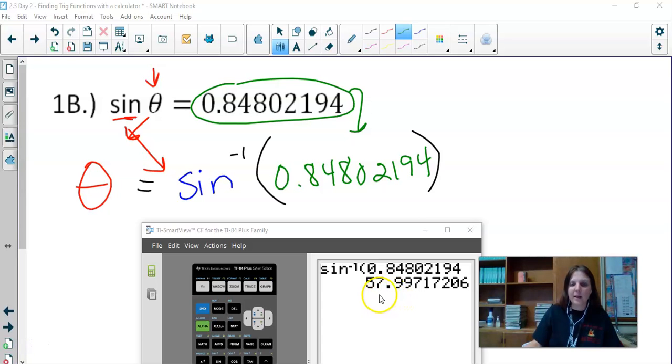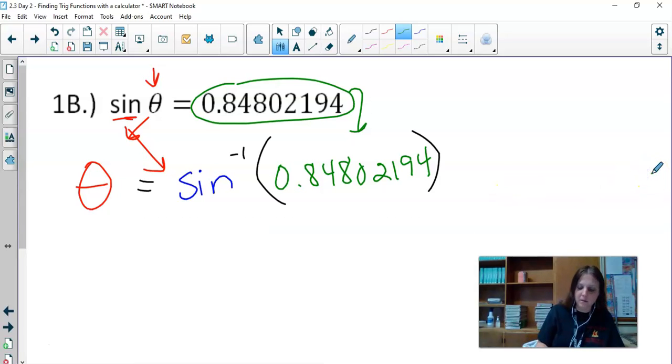So I went ahead and hit enter, and I'm going to round my angle off to 6 decimal places. So count over 1, 2, 3, 4, 5, 6. So 57.997. And again, your book does this approximately. I don't know why it does it for these and not for the trig values, but that's just how it does it. 997.